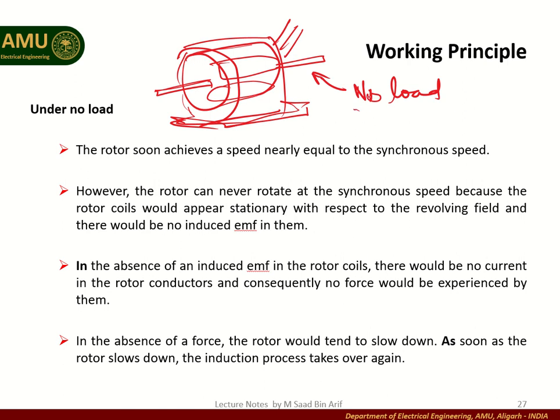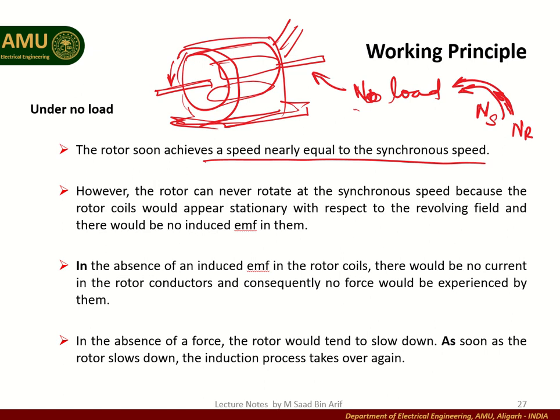Now there is no load attached to the rotor. At this condition, the rotor achieves a speed nearly equal to the synchronous speed. The rotor rotates along with the direction of the rotating magnetic field, whose speed is ns, and it tries to drag the rotor also in its direction. Since there is no load attached to it, the rotor from 0 will soon reach a speed nearly equal to the synchronous speed.